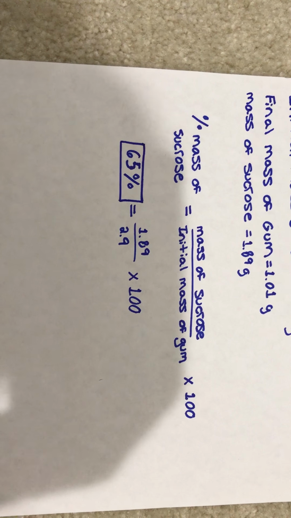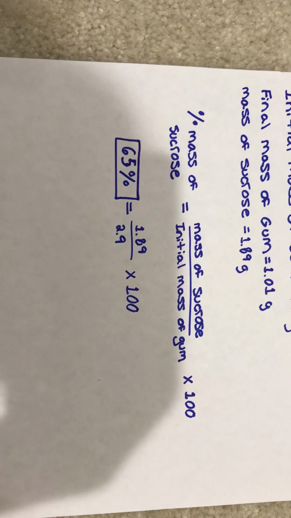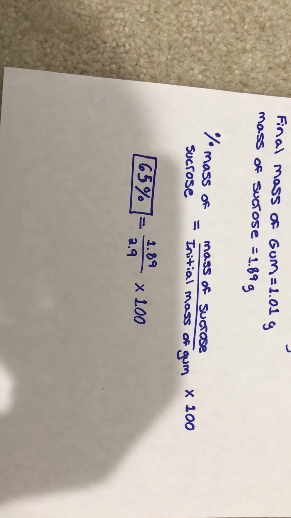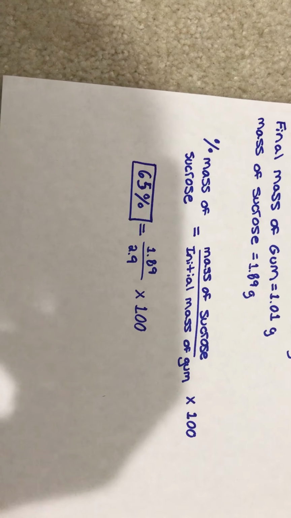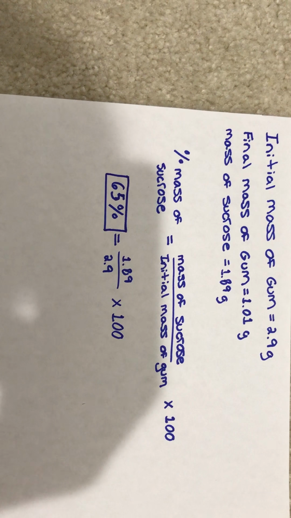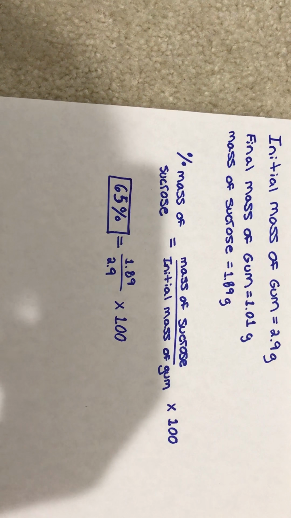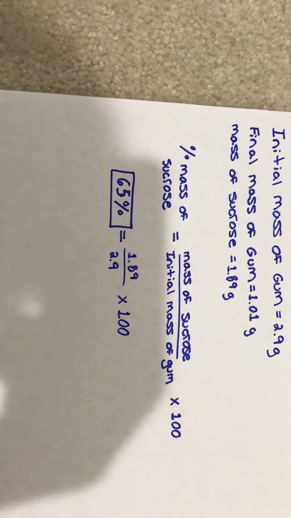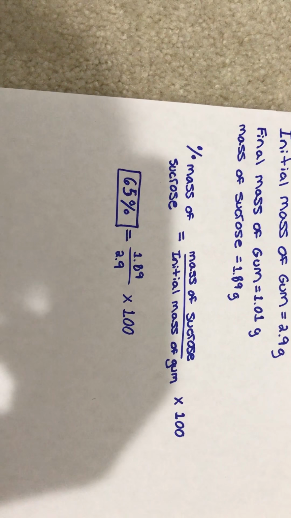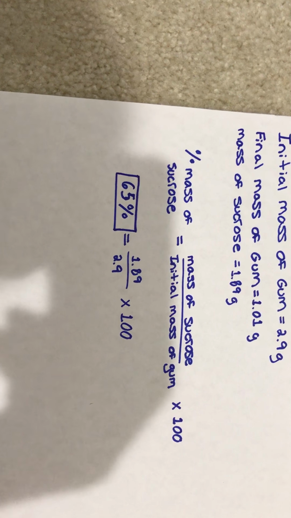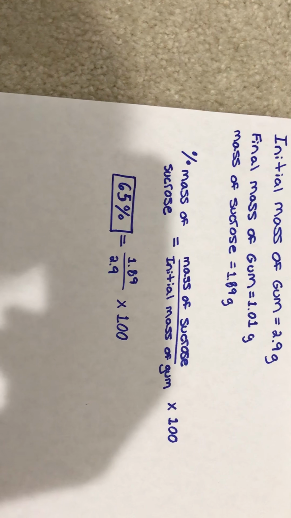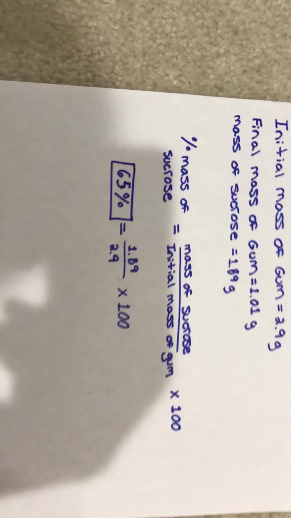Now for that 65%, there may be an error simply because we couldn't possibly chew all the gum, and maybe we couldn't have accounted for some of the saliva. So that's not an exact measurement, that's more of an estimate. But with the information we have, we gathered that there was 65% mass of sucrose in it.